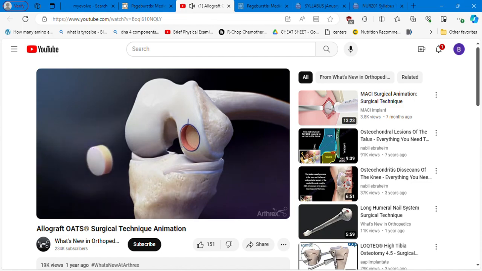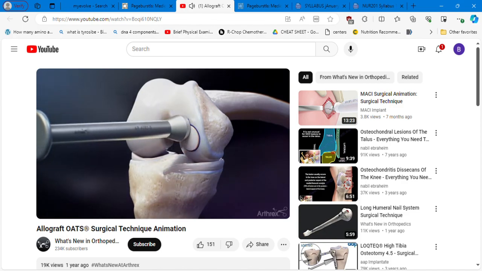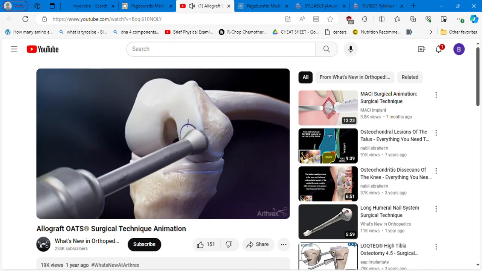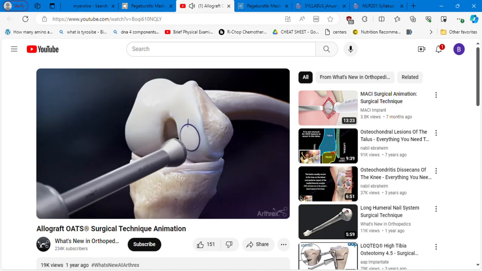Match the graft reference mark with the recipient reference mark for orientation. Advance the graft with firm pressure into the socket. A tamp may be used as needed to achieve complete insertion. Advance the graft until flush with the surrounding cartilage.